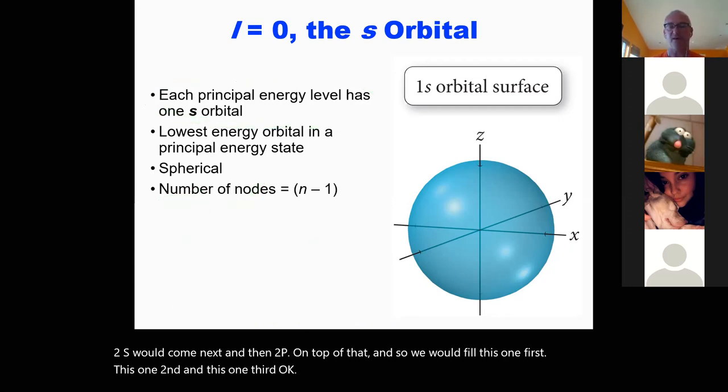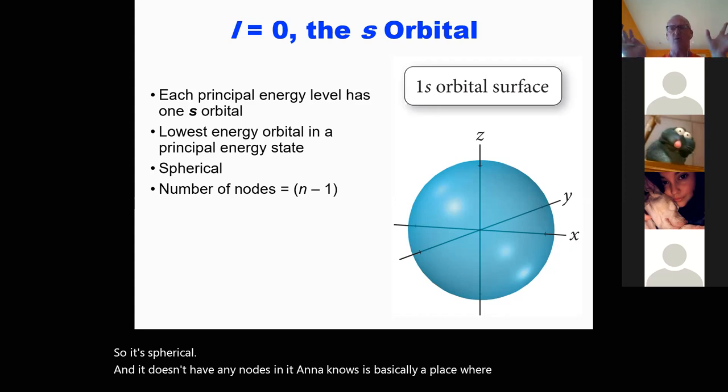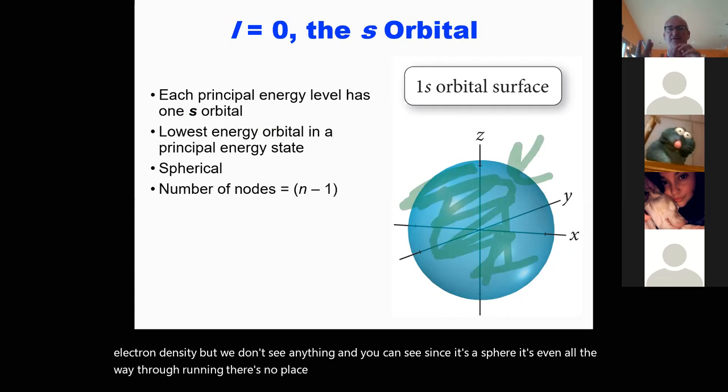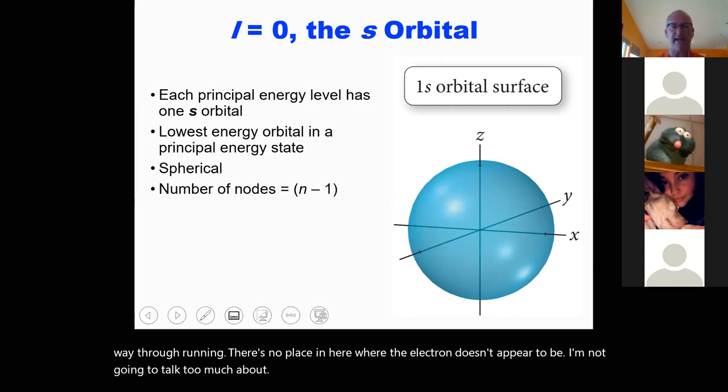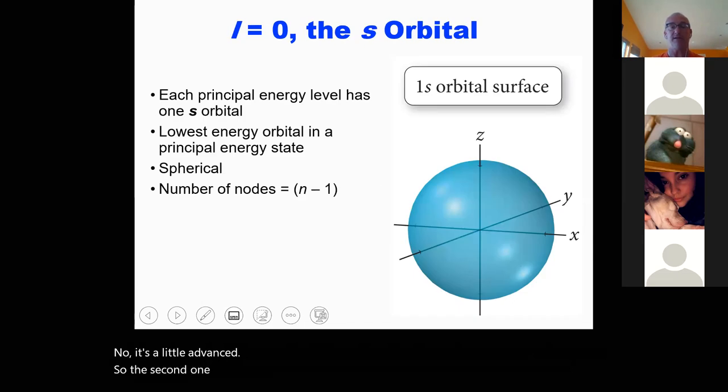So it's spherical, and it doesn't have any nodes in it. And a node is just basically a place where we see no electron density, where we don't see anything. And you can see, since it's a sphere, it's even all the way through. There's no place in here where the electron doesn't appear to be. I'm not going to talk too much about nodes. It's a little advanced.